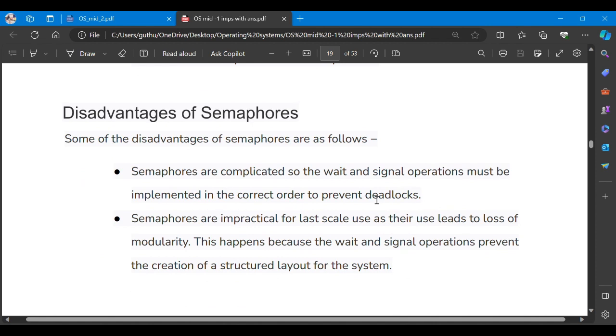Coming to the disadvantages of semaphores, there are the following. Semaphores are really complicated, so the wait and signal operations must be implemented in the correct order to prevent deadlock. These two operations are the main operations in the semaphore.